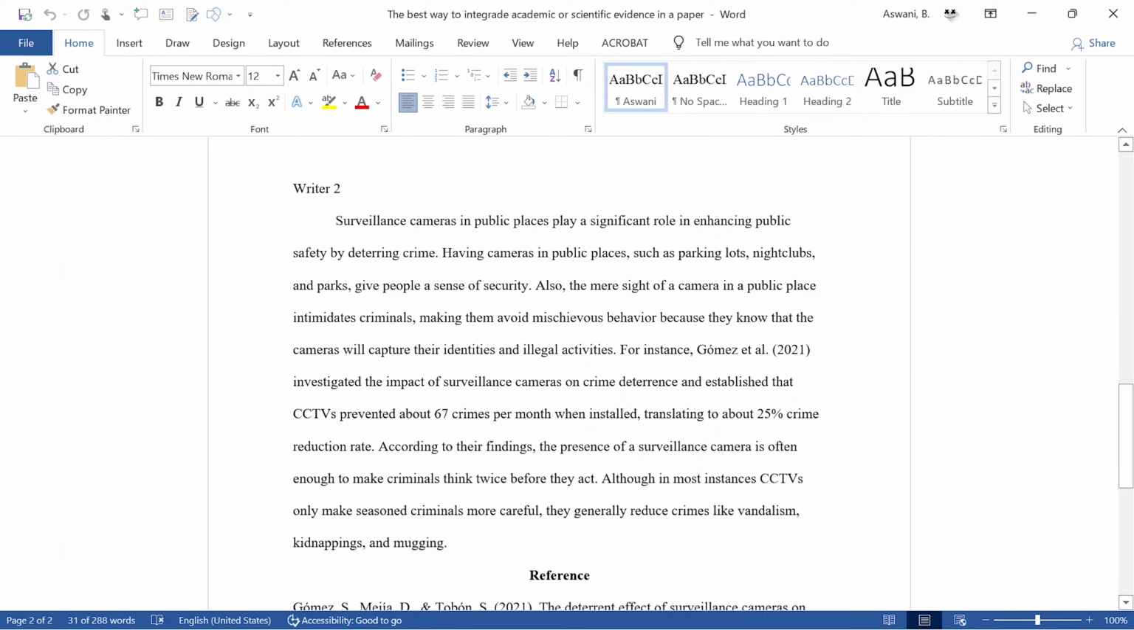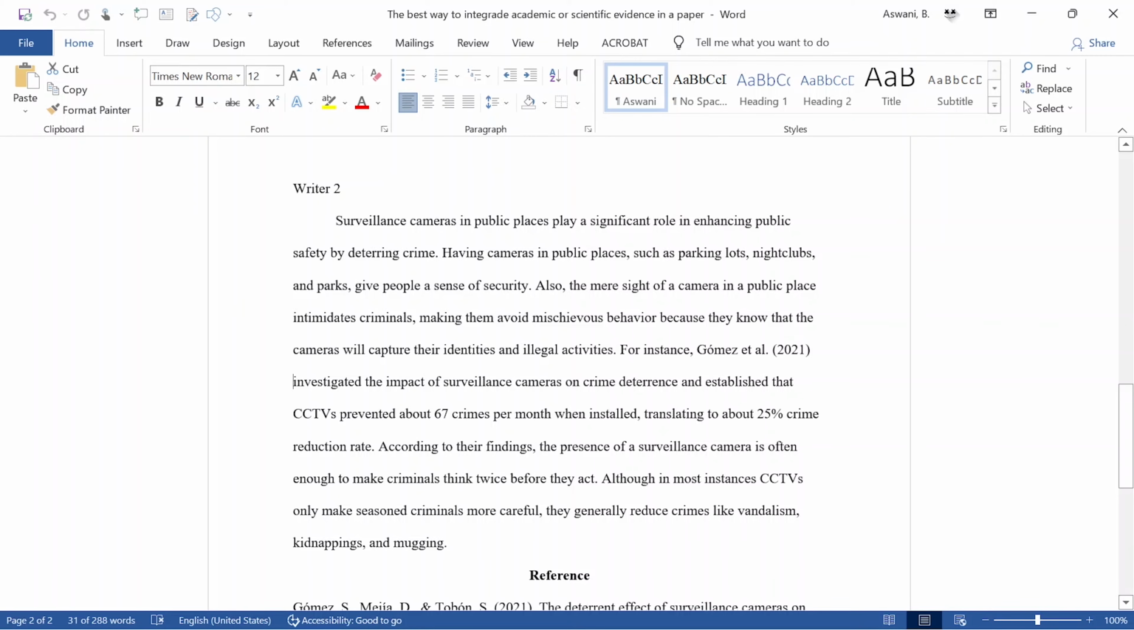So this is what we are talking about. You can see this writer has actually integrated the scientific evidence, the academic evidence. The writer has gone an extra mile, has actually read that study and summarized its findings so that we are sure this study actually supports the idea. We are sure that the Gomez and others article is actually talking about CCTVs and how these CCTVs actually reduce crime. So you can see the summary basically includes the aim of the study.